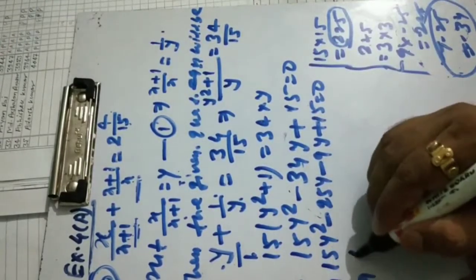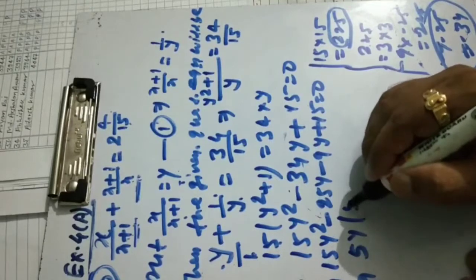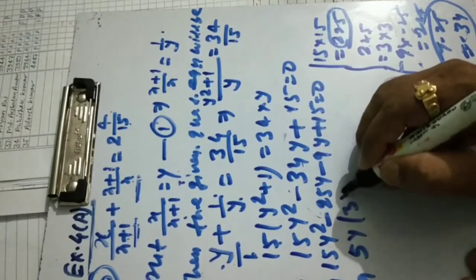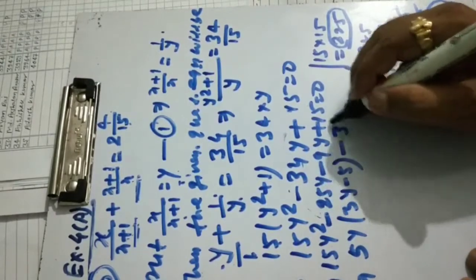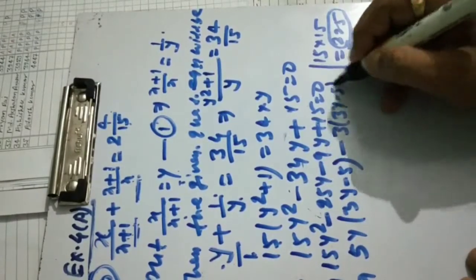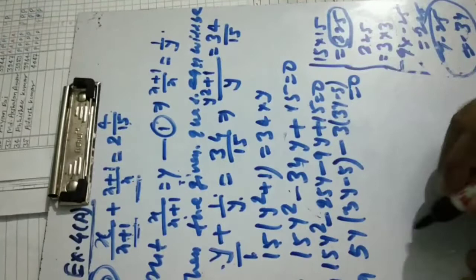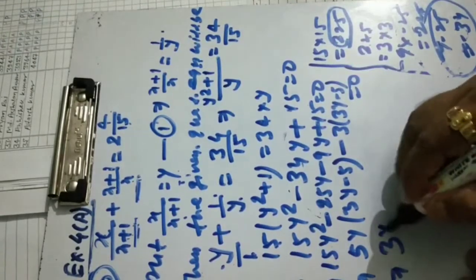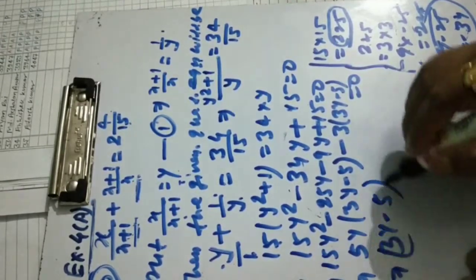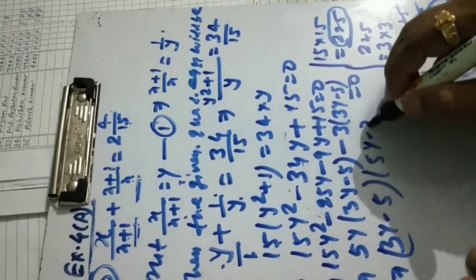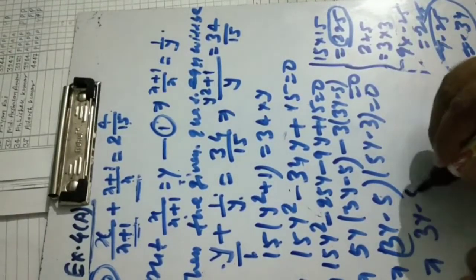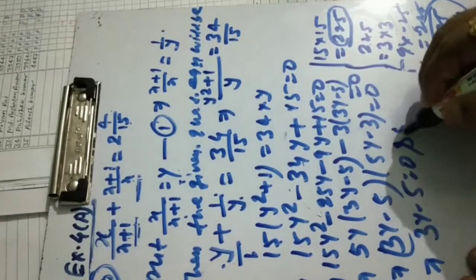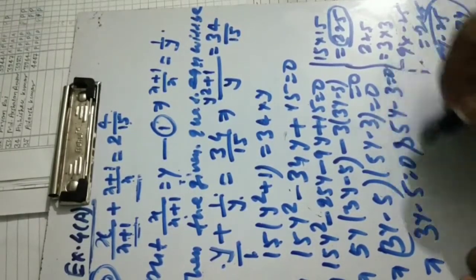Now in these two terms 5y is common, so 3y will be left here and minus 5 will be left here, and in these two terms 3 is common, then 3y minus 5 will be left here, equal to 0. Then 3y minus 5 into 5y minus 3 will be equal to 0. This implies that 3y minus 5 is equal to 0 and 5y minus 3 is equal to 0.